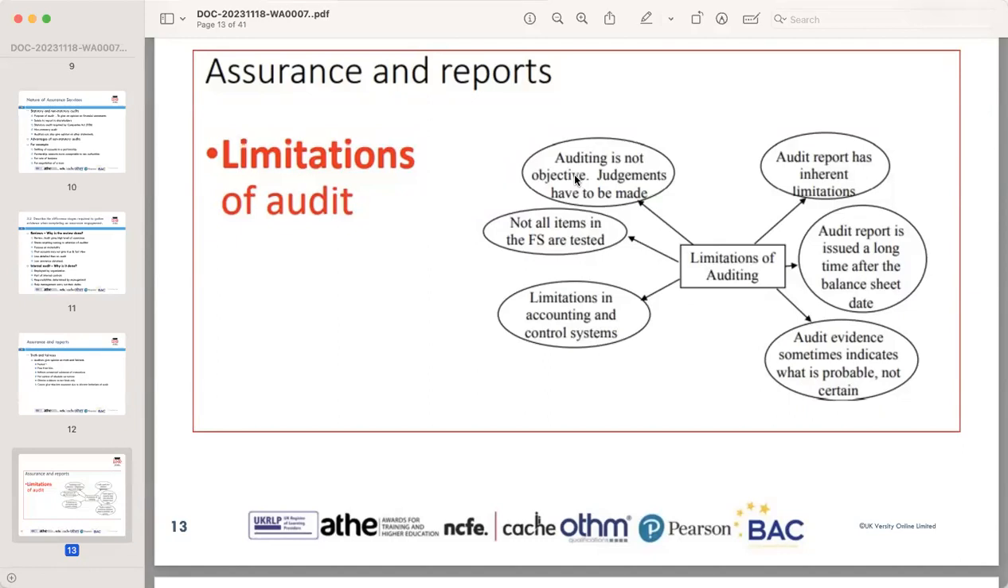Hello, just a question. When you say auditing is not objective, I know that auditors come in to give assurance on the books, to report, to express an opinion. But when we say it's not objective, then what are they doing really? No, that means that they are not 100% sure. Objective means their judgment has to be made.